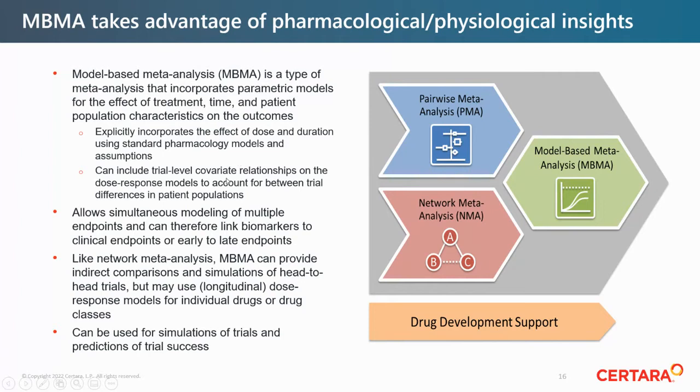And many of the features, it allows the simultaneous modeling of multiple endpoints. We didn't go into that example here, but Jaap will touch on that. And therefore, we can link early biomarkers with later outcomes, later clinical endpoints, and allows you to make predictions for late stage registration trials based on endpoints that are maybe not yet available, right? You have phase 2 endpoints that allow you to predict phase 3 outcomes.